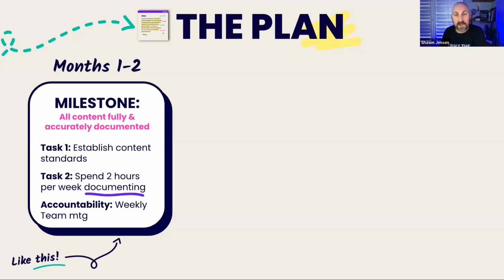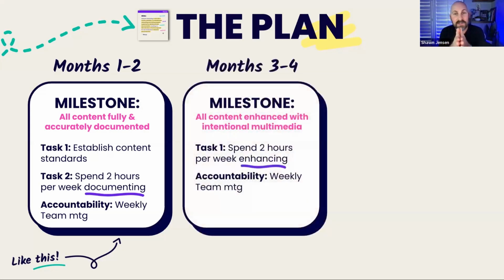Okay, continuing on. The next milestone, for months 3 and 4, is this: now that we have our content fully and accurately documented, we're moving on to enhancing that content. This is the point where we start looking at it and going, all right, it's all accurate, it's all correct. Now what can we do to make this more interesting or more effective? Maybe we can add some explainer videos. Maybe we can add a little bit of highlighted text. Maybe we can add a GIF here that walks someone through a process.